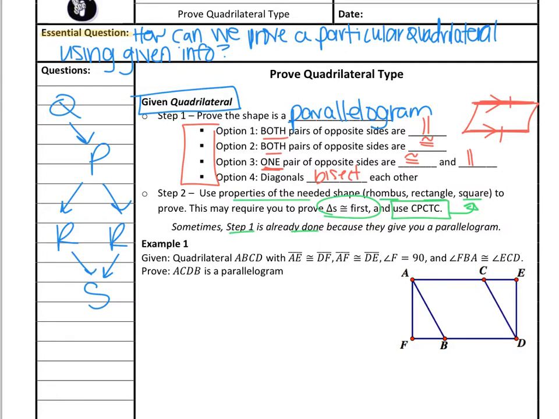So we've got this first example, and I think your paper actually says something slightly different from mine. It should say quadrilateral AEDF. That's the huge quadrilateral that we have right here. Okay, so we've got this big given. We're going to mark it up in that quadrilateral.